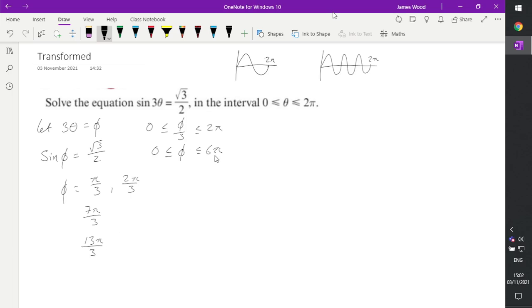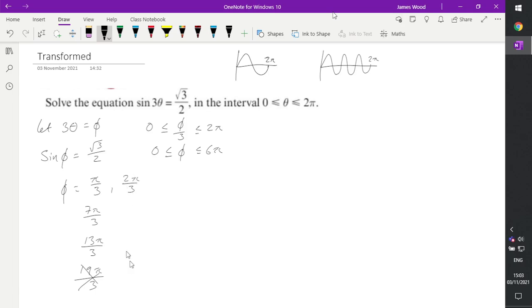Now remember, I'm going up to 6 pi. So 13 over 3, well, that's 4 and a bit, so I'm still not there yet. 13 pi over 3 plus 2 pi gives me 19 pi over 3. Okay, so I think this one's slightly too big, isn't it? 19 over 3, yes, that's 6 and a bit, so we can't quite have that one.